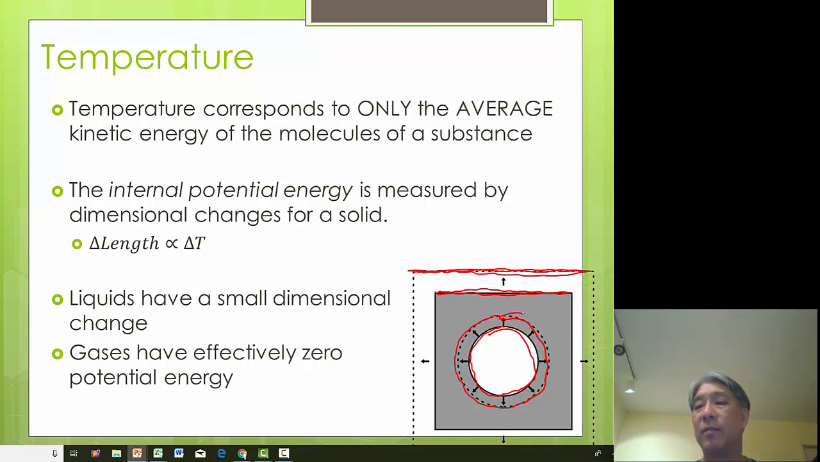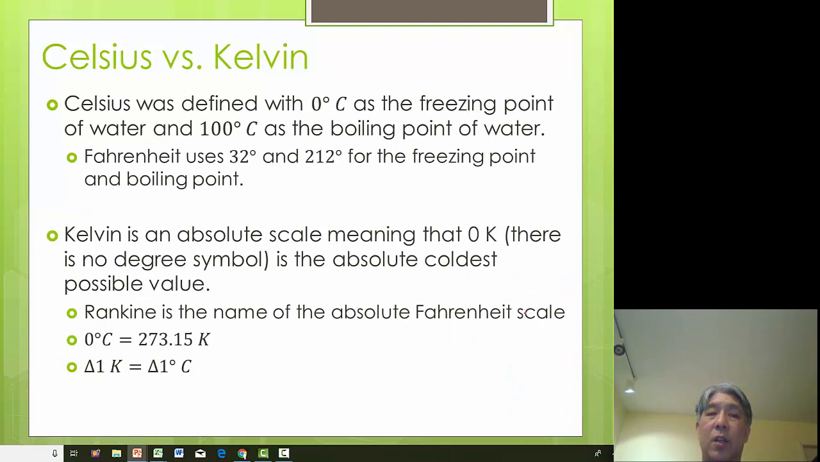Okay, liquids, their volume will increase, but gases have no potential energy, at least the ideal gas model that we're going to be working with. As a result, there's no real expansion for a gas. They may increase their pressure or increase their volume or something, but there's not really any potential energy there.